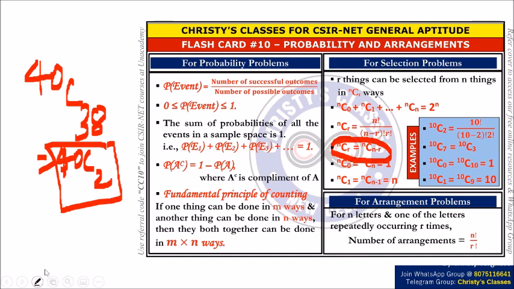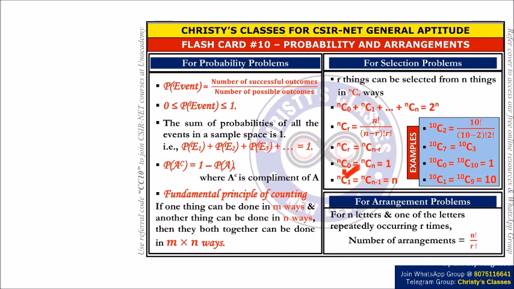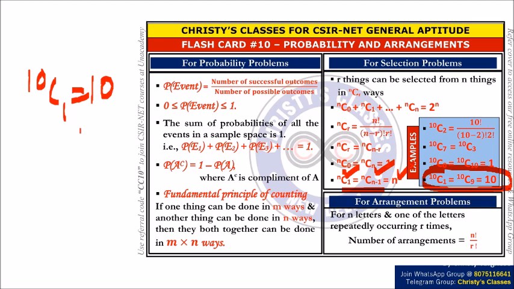NCR and NCN minus R are same means NC1 and NCN minus 1 are also same. And NC1, NCN minus 1 are both N. For example, 10C1 is equal to 10. Always NC1 is N itself. 10C1 is 10, 20C1 is 20, 30C1 is 30, etc. And 10C1 is same as 10C9 due to the fact we discussed.